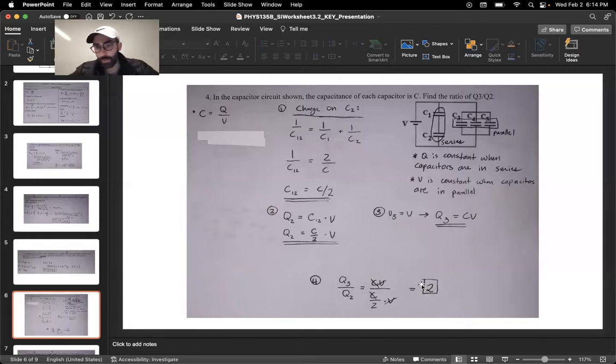Okay, so the main point of this one, again, is just remembering that the charge is constant when capacitors are in series, and then the voltage is constant when they're in parallel.